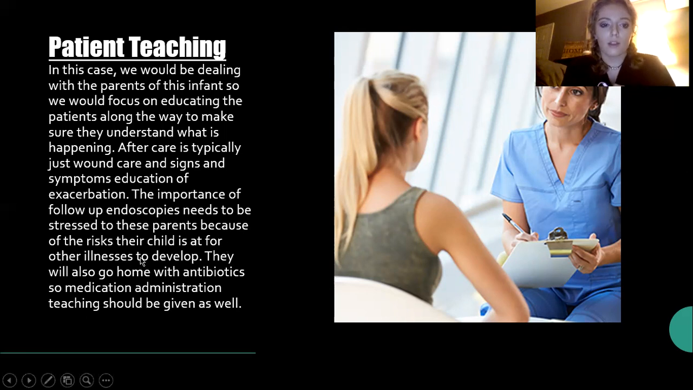And then we would really stress with these parents the importance of the follow-ups. They have a surgical follow-up. They would need to see a pediatrician 1 to 2 days after they leave the hospital, just for an overall follow-up. And they would need to do routine endoscopies for a good amount of their life just to make sure that different illnesses don't occur, because these children are at risk for specific illnesses.